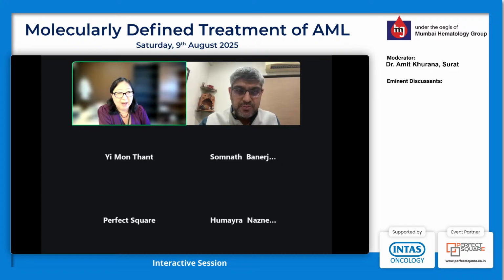I tend not to give intrathecal methotrexate. I give intrathecal methotrexate as my first choice for ALL, but I find in AML, I only add the methotrexate as a second drug if the cytarabine alone is not working.